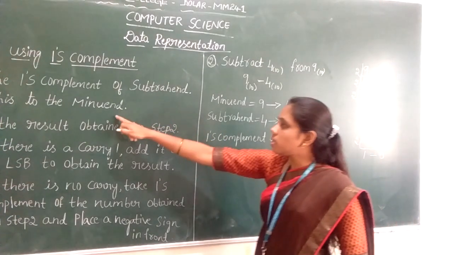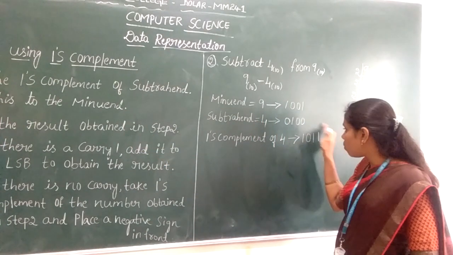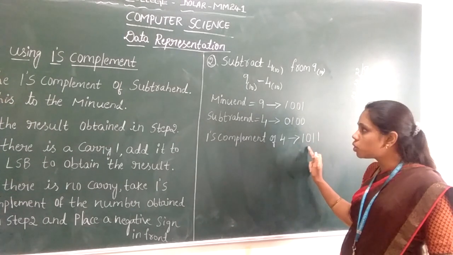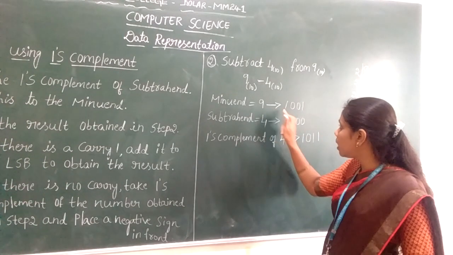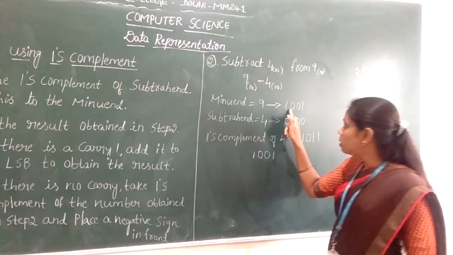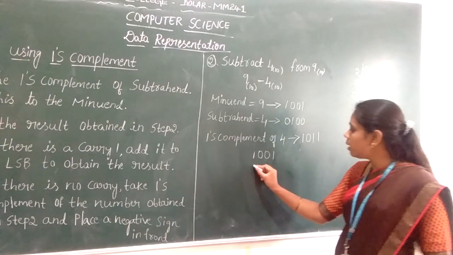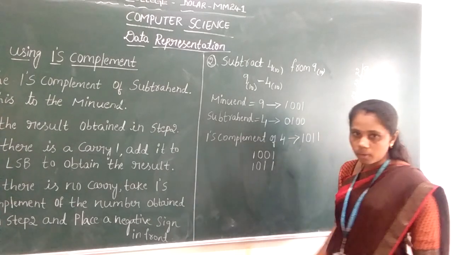Next, add this to the minuend. In the second step, add the value we have got in the ones complemented form to the minuend. Here the minuend is 9. The binary value of the minuend is 1001. I write it as it is. Next, add the ones complement of the subtrahend, that is 1011.